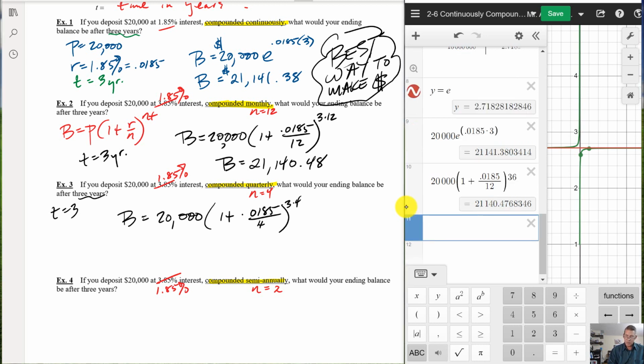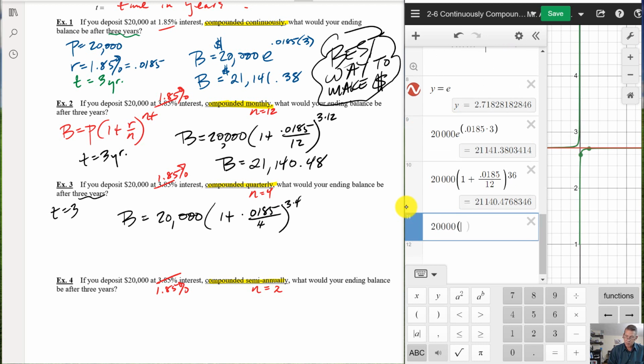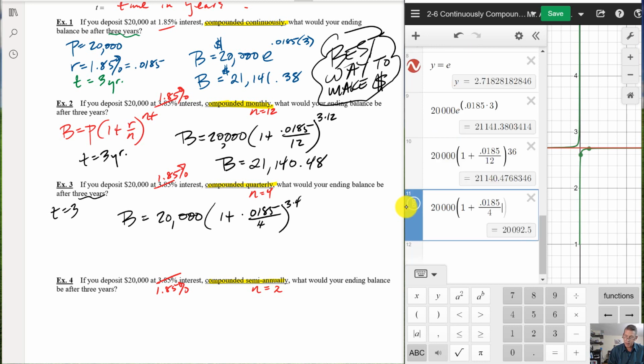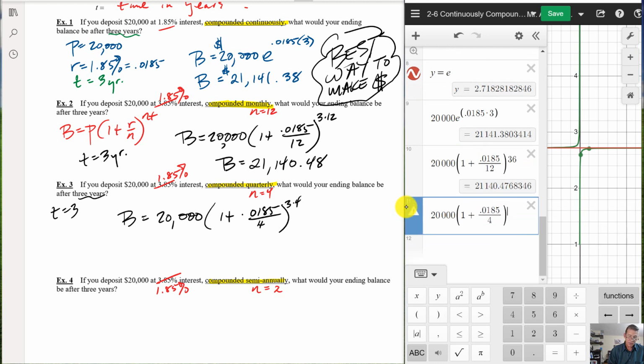Well, that's easy. So let's enter in 20,000 again, times 1 plus 0.0185 divided by 4, because there's 4 quarters per year. Raise that to the 12th power, because there's 12 quarters in 3 years. So there's 12 compounding periods. And notice it's less money because you're compounding less times. The less times you compound, the less money you have overall when you're all done. That's why everybody says compound your money in a continuous fashion to make the most. The more times you compound, the faster your money grows and the more money you will have at the very end.